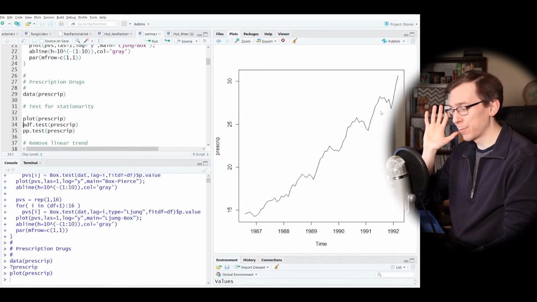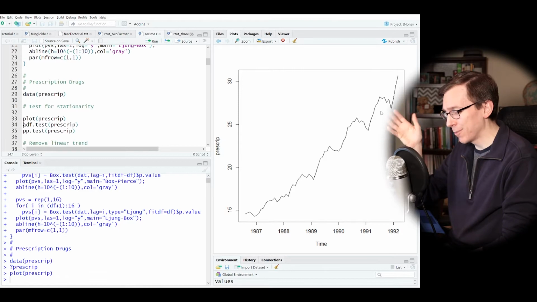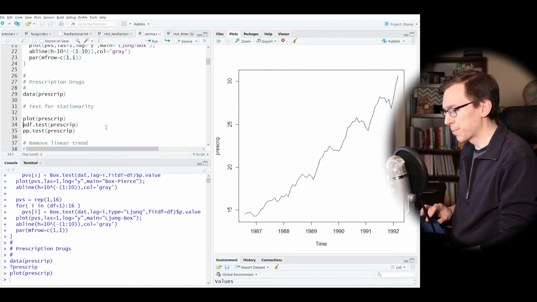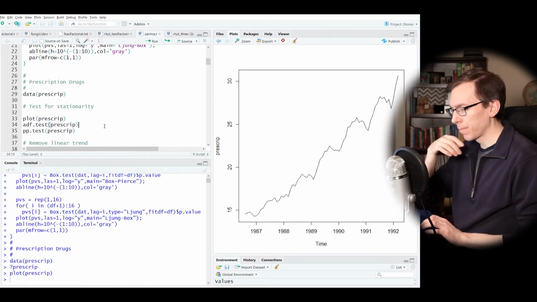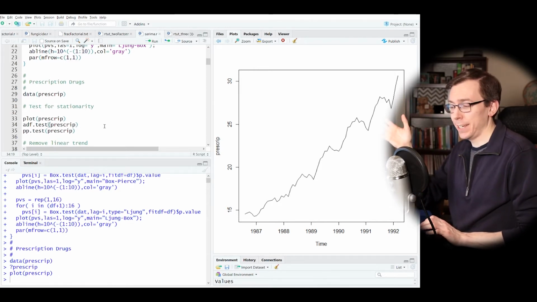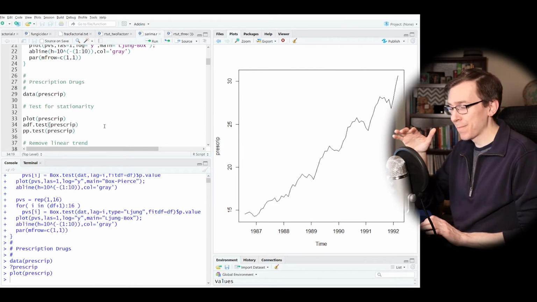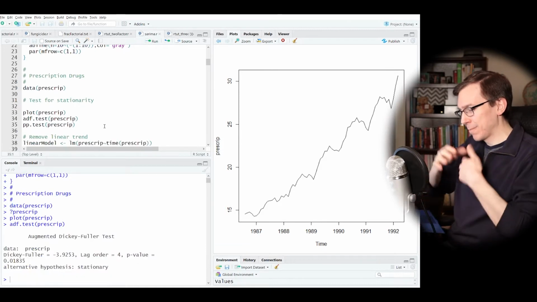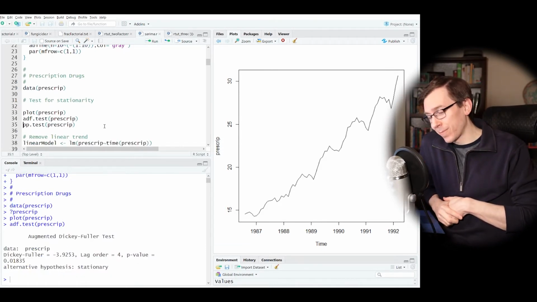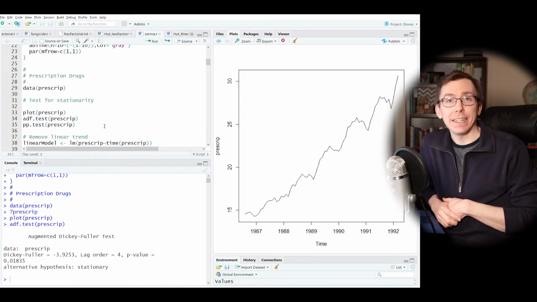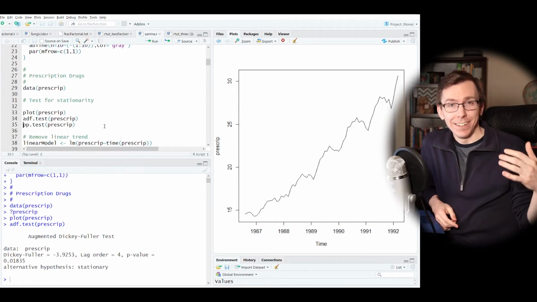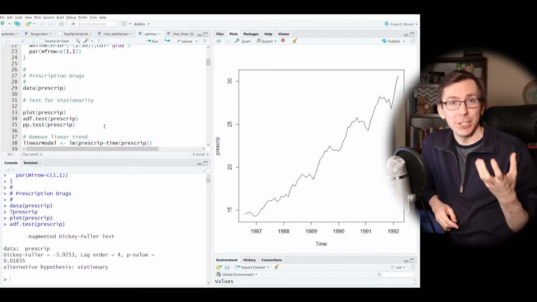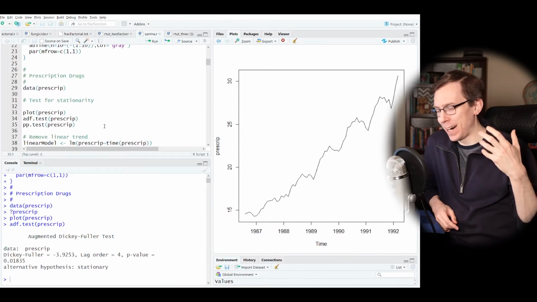But again, these are all things that we're going to try to test and try to sort out when we stare at this prescription drug data set using different tools. So the first thing I think we should try is to look at both the augmented Dickey-Fuller test and the Phillips-Perron test. So the ADF test says we have a very small p-value. What does that mean? Well, that means that we reject the null hypothesis that there is a unit root in our, I guess, autoregressive polynomial.